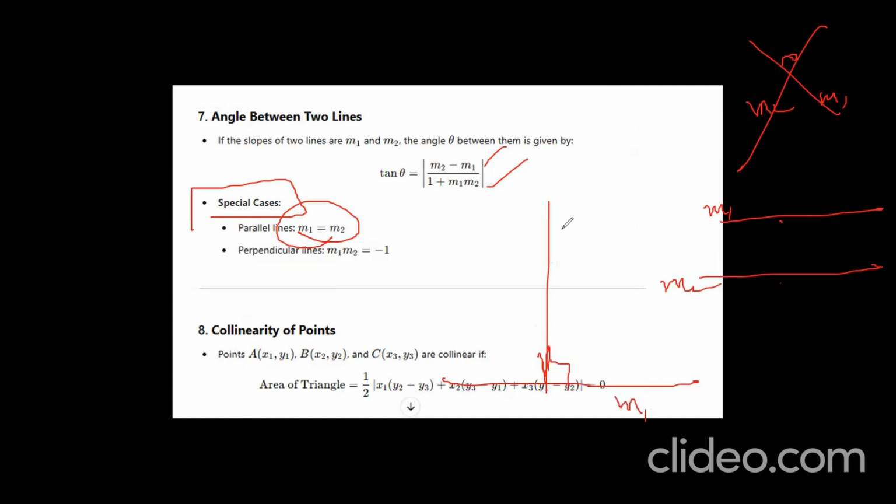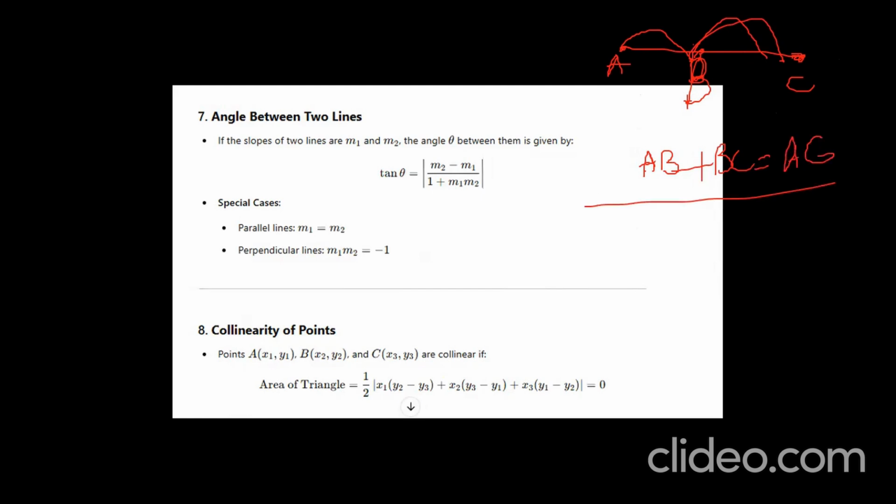Say the slope of this one is m1 and the slope of this two is m2. Then the product of slopes is going to be -1. For perpendicular lines, the product of slopes is -1. And for parallel lines, the slopes should be equal.